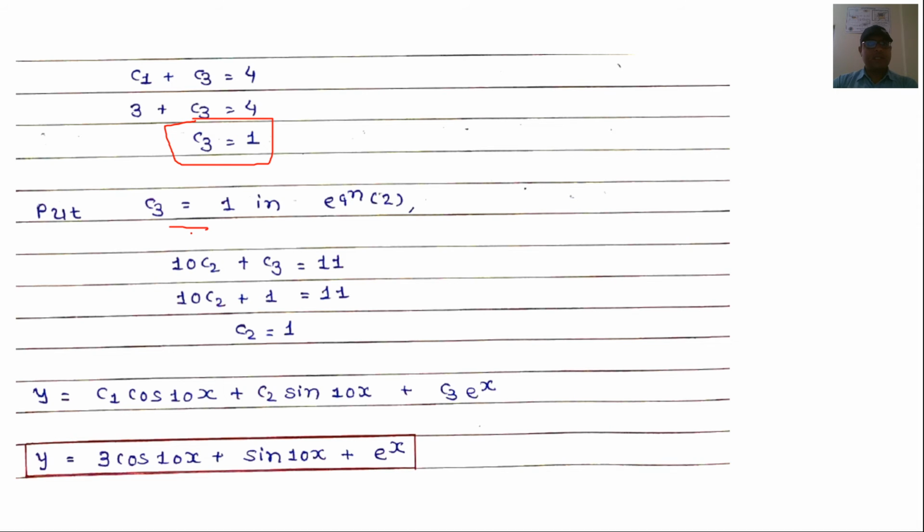Now put the value of C3 is equal to 1 in equation number 2, you will get C2 is equal to 1. So we have obtained the values of the three arbitrary constants C1, C2 and C3. So we have this general solution. Now in this general solution, put the values of C1, C2 and C3. So you will get y is equal to 3 cos 10x plus sin 10x plus e raised to x. So this is the particular solution of a given higher order linear homogeneous differential equation. So here we have completed our first numerical.